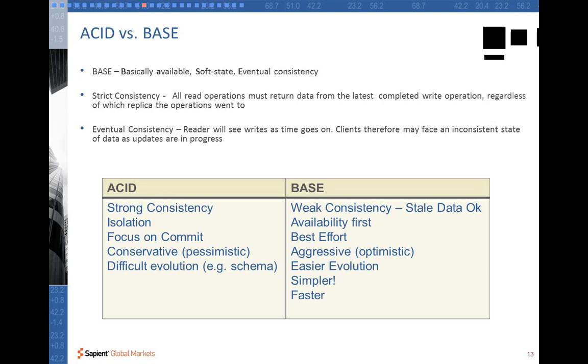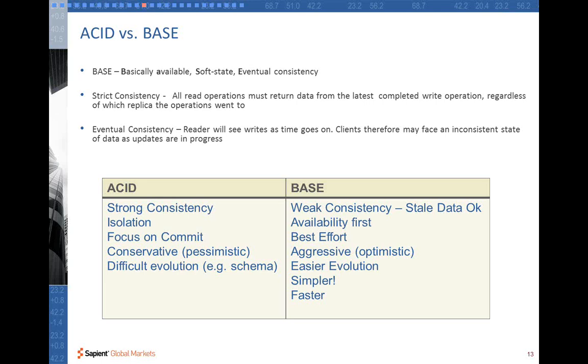Clients therefore may face an inconsistent state of data as updates are in progress. For instance, in a replicated database, updates may go to one node, which replicates the latest version to all other nodes that contain a replica of the modified data set. So the replica nodes eventually will have the latest version. So this is how eventual consistency can be conceptualized.